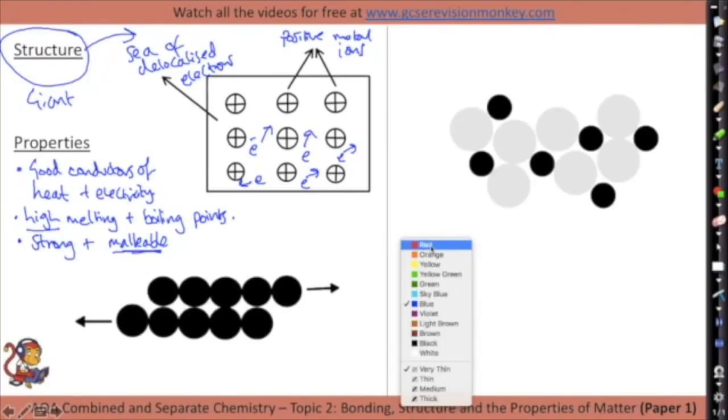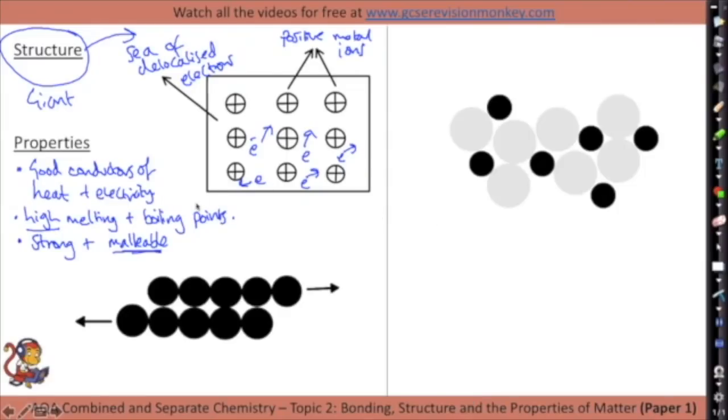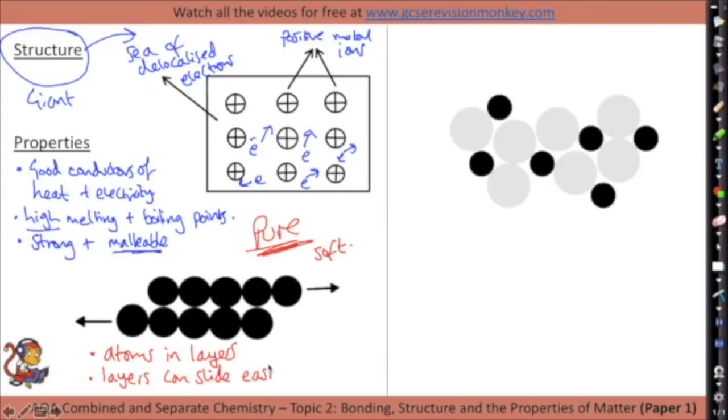So with metals, there's two different types that we use regularly. There are pure metals. The thing with pure metals, though, is they're actually quite soft because the metal atoms or the metal ions are arranged in layers, and those layers can slide over each other easily. Meaning that you can move the atoms around, you can shape the object, and it's quite soft.